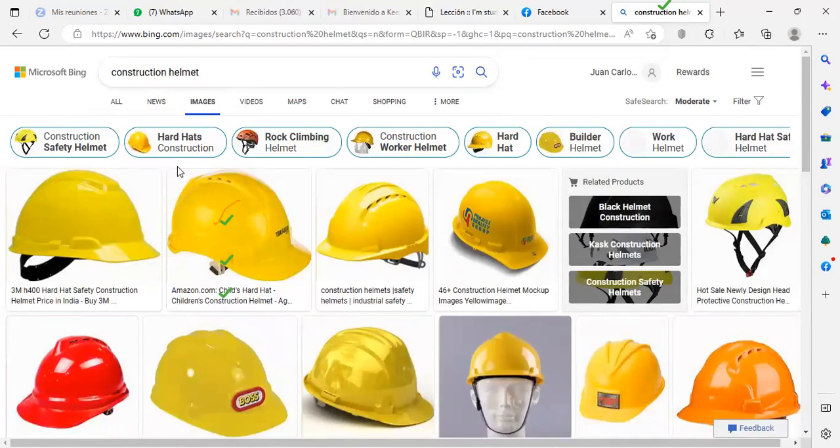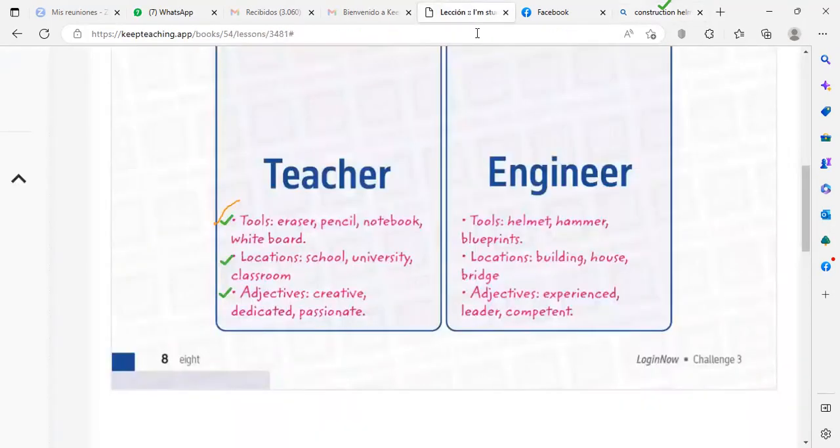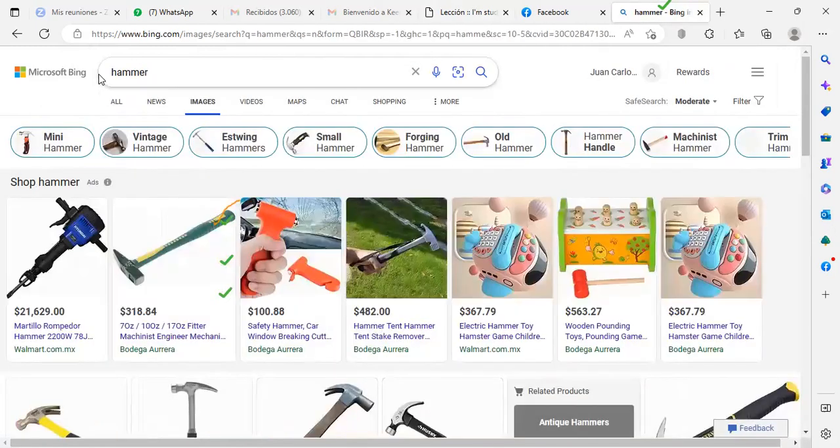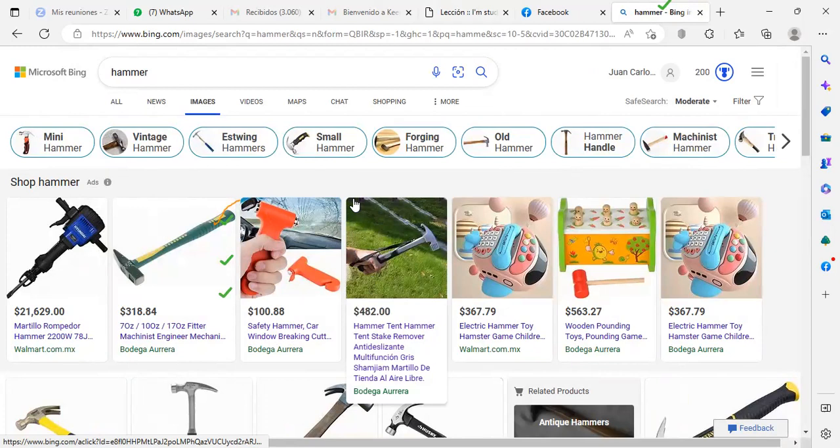It's for engineers. This is like a helmet engineers use sometimes. And they usually use a hammer, blueprints. And let me show you a hammer for those that know or don't know. This is a hammer. You use it for construction and all the different devices they need. So they use devices.